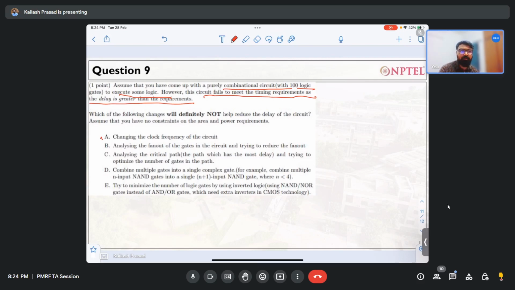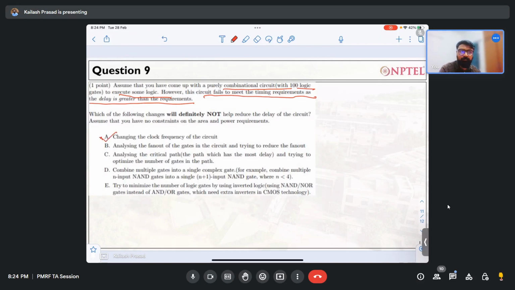What do you mean by timing requirement? It has to work in this particular time, so that is actually decided by the clock. Changing the clock frequency doesn't help in reducing the delay of the circuit, because you're not changing anything in the circuit. You have to change some parameter of the circuit itself. So it is definitely an answer to our question.